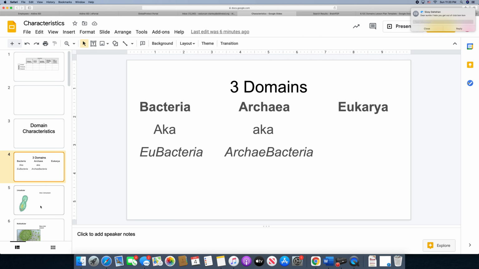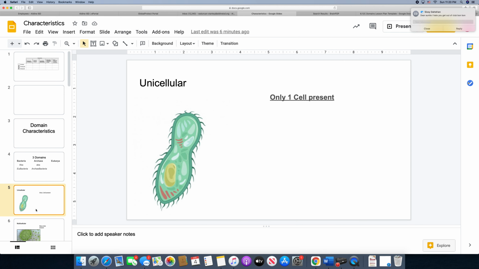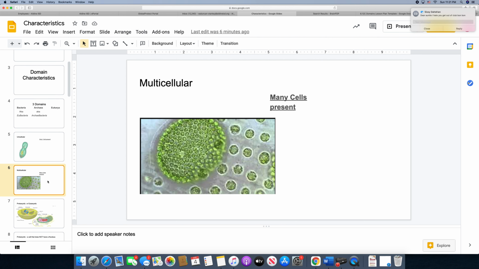The first characteristic that you learned about was whether a cell is unicellular or multicellular. We know that a unicellular cell only contains one cell. One cell is present, as shown in the picture here. For multicellular, many cells are present, as shown in the image here.